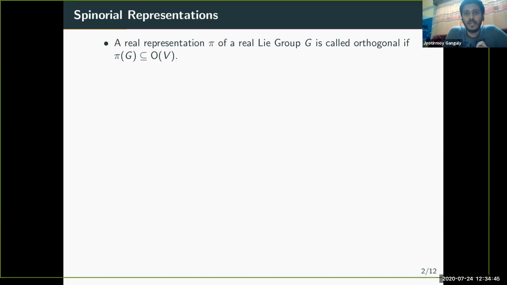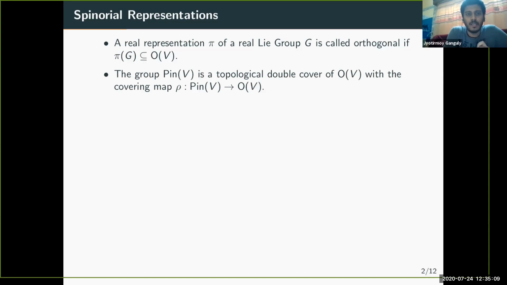So let G be a real Lie group, and pi be a real representation of G. Throughout this talk, I will restrict myself to real representations only. Such a representation is called orthogonal if the image lies inside the orthogonal group. And the pin group is a non-trivial topological double cover of the orthogonal group, with a covering map rho, which is a map from Pin V to O(V) with kernel plus minus 1.